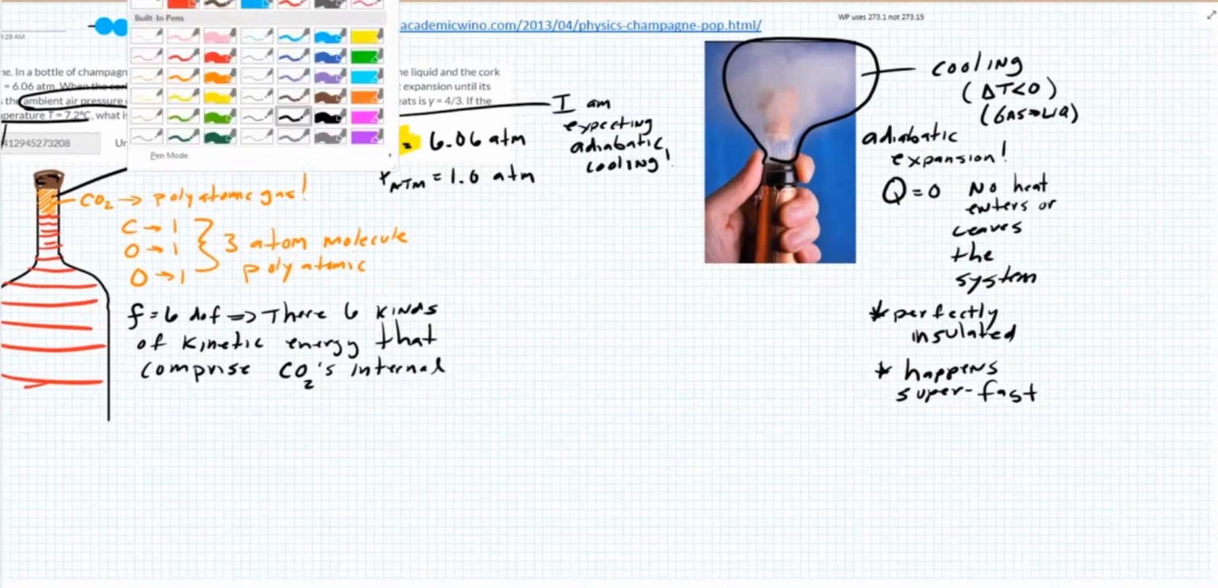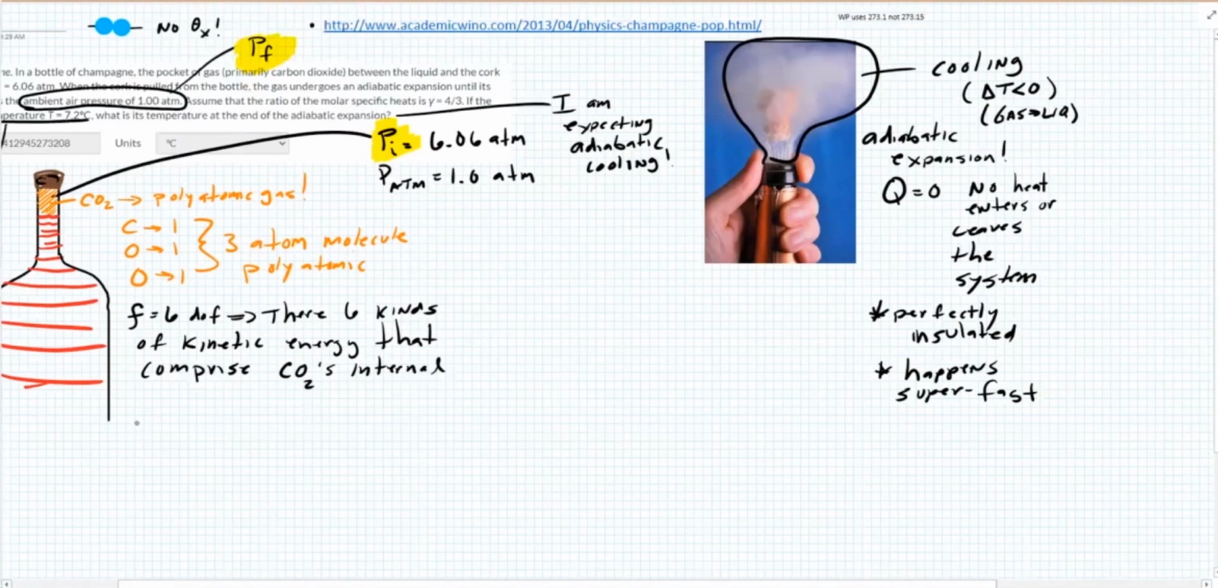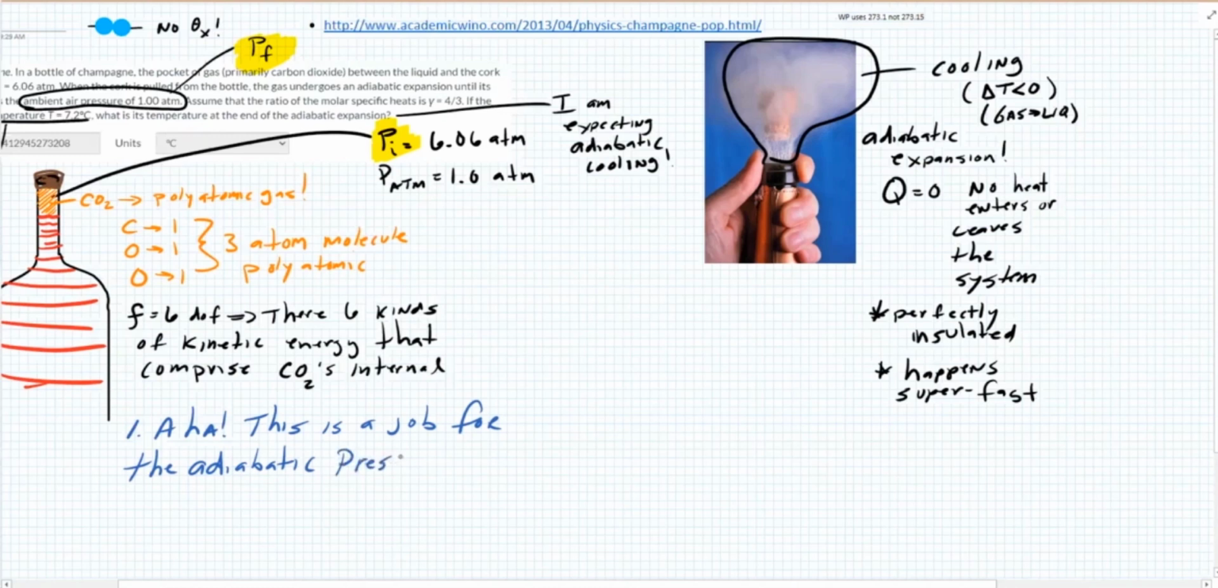Number one. This is a job for the adiabatic pressure volume relationship. Maybe.